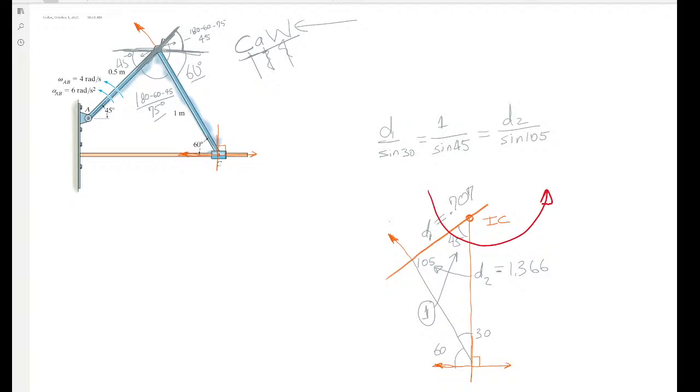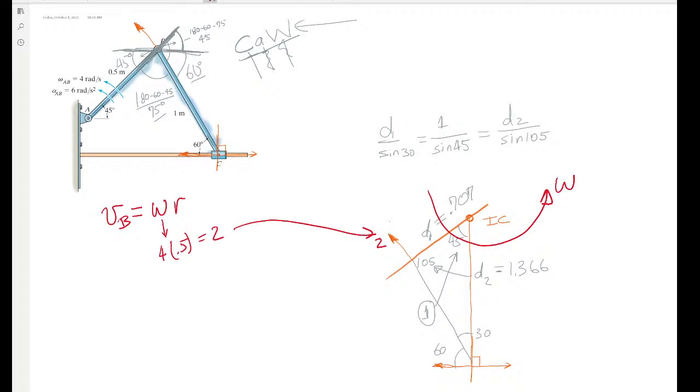So it turns out, okay, now that I've found my instant center, he gave me enough information for me to determine what that velocity is. So the velocity at B is equal to omega r, where omega was 4 and r was 0.5. So I think I get about 2. So that's the velocity right here.